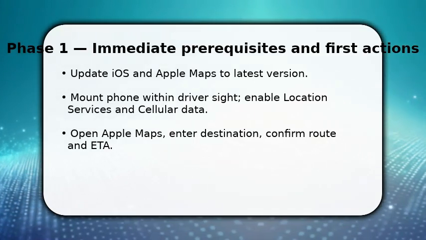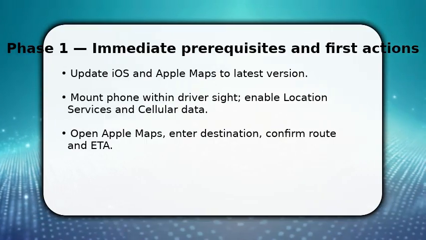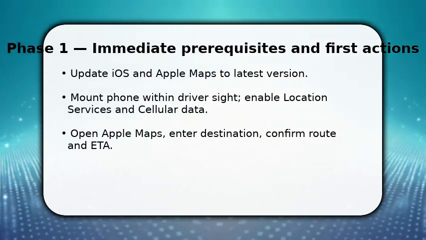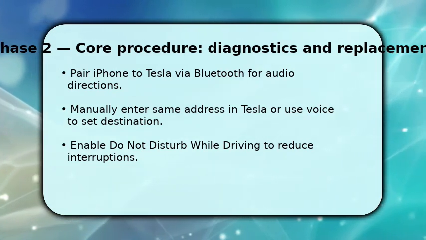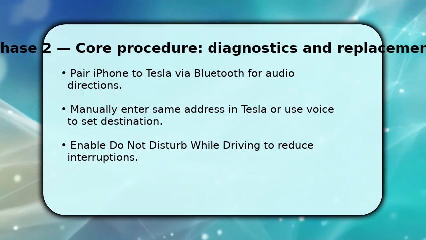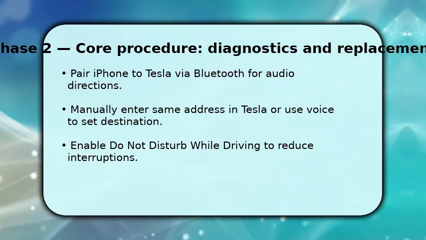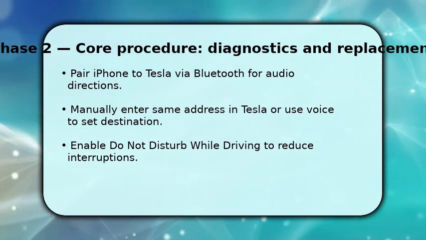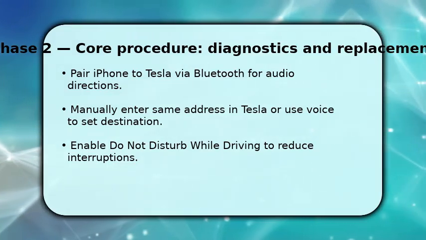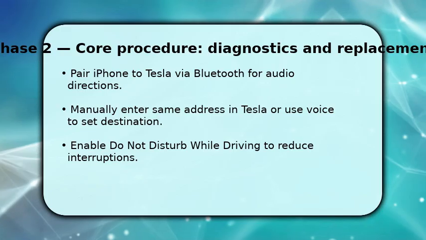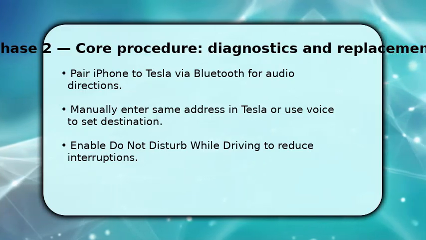Next, connect audio and mirror cues into the Tesla so you can use Apple's directions while driving. Pair your iPhone to the Tesla's Bluetooth and route media and call audio through the car speakers. This ensures Apple Maps voice prompts are heard without phone handling. Then, manually enter the same address into the Tesla nav using the touchscreen, or say the address with Tesla voice commands so the car's route aligns with Apple's.